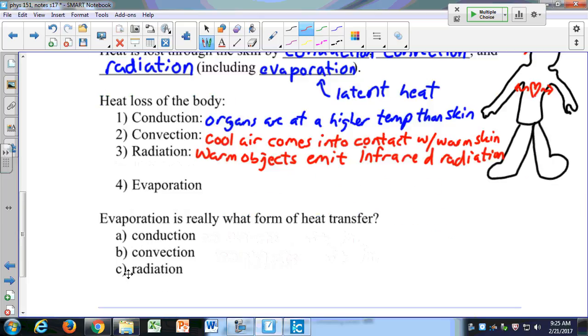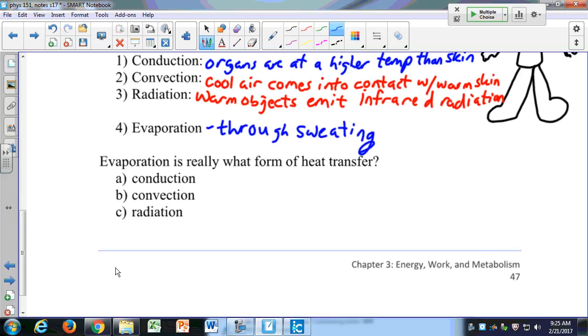Okay, and then of course evaporation, we have this through sweating. Which of these, evaporation is really what form of heat transfer? Think about this for a moment. What evaporation, what type of heat transfer is it really? Is it conduction? Is it convection? Or is it radiation? It is one of those three, but which is it?